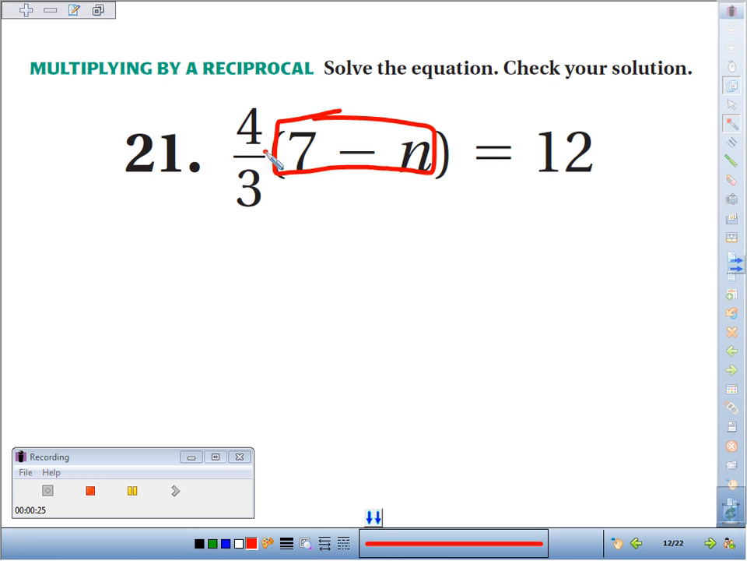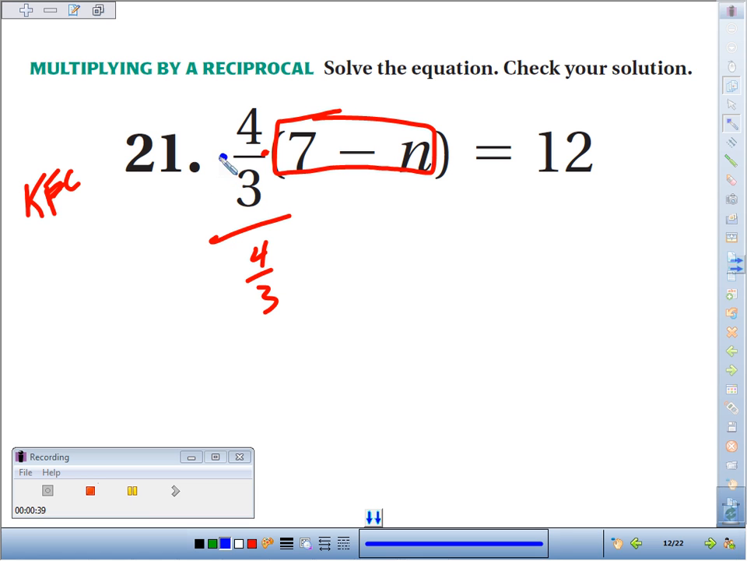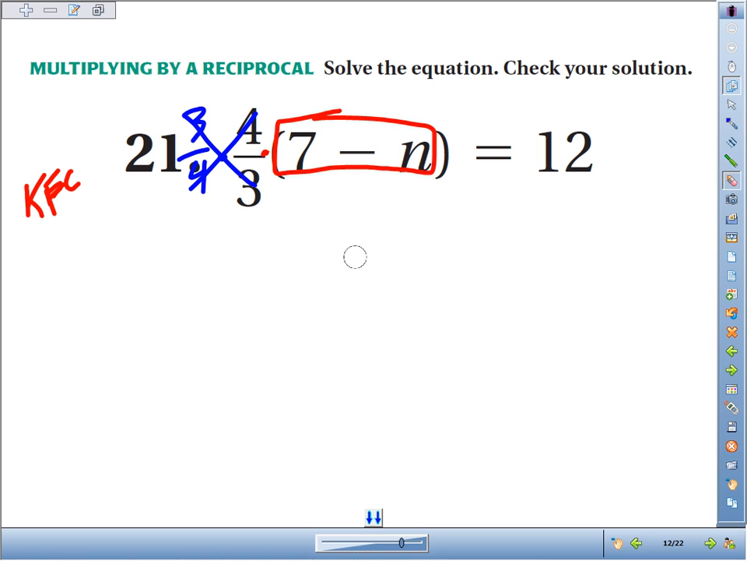So how could we get rid of a times 4/3? Well, the inverse of times is to divide by 4/3, but dividing by a fraction is tough, so instead we KFC it, which basically, remember, is our trick for multiplying by the reciprocal. So instead of dividing by 4/3, we're going to times it by the reciprocal. And the reason we do that is the 4's cancel and the 3's cancel, leaving just that group of things inside, 7 minus n.